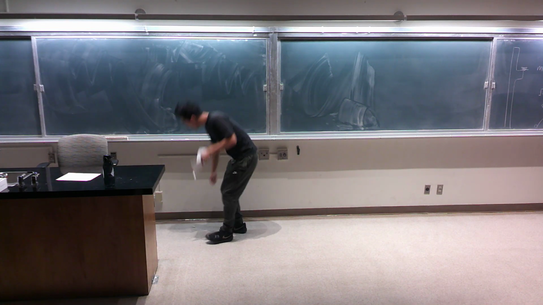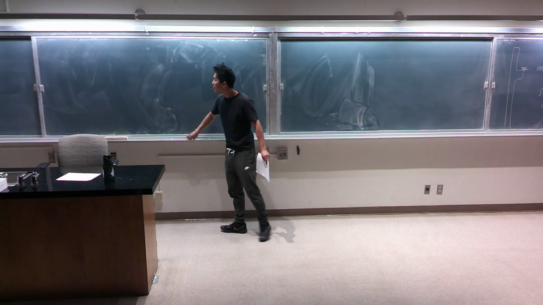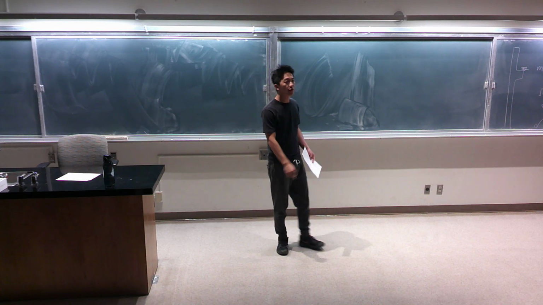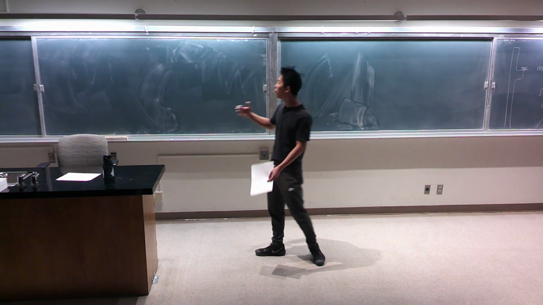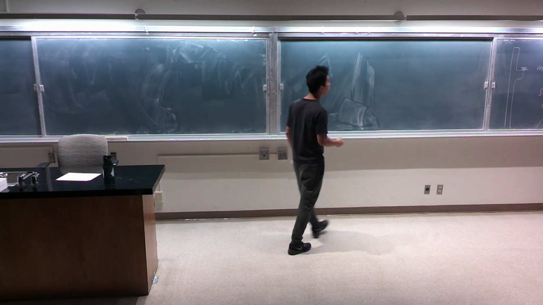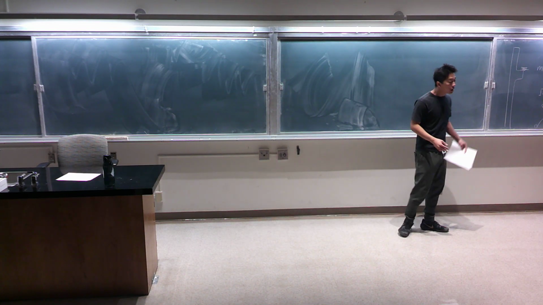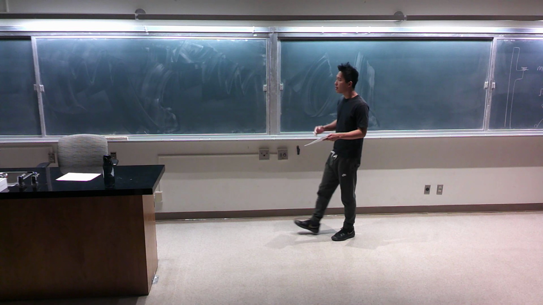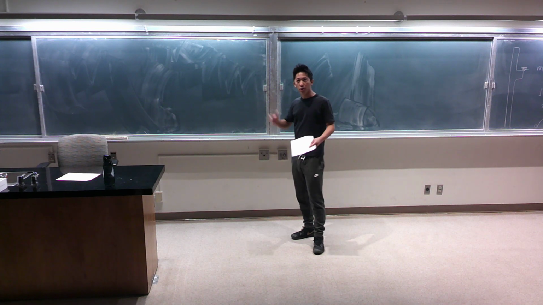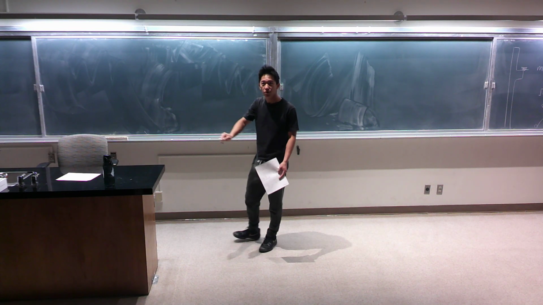So we say energy can have different forms. It can be in a form of kinetic energy or in a form of potential energy. And they can convert into each other. Potential energy can turn into kinetic energy.